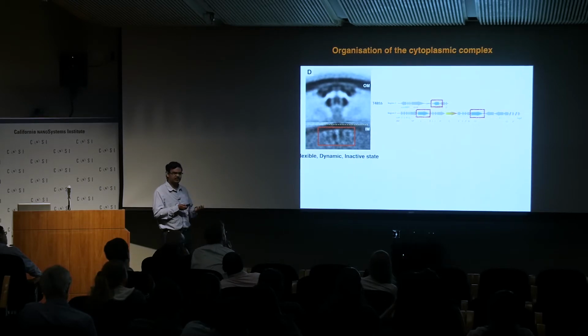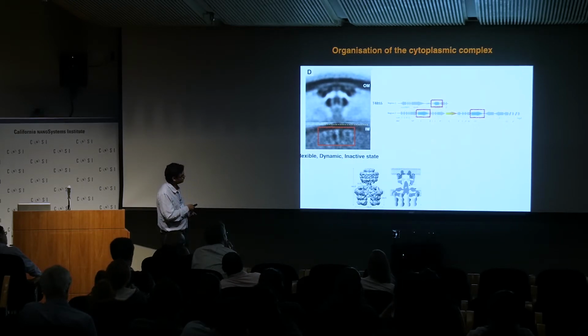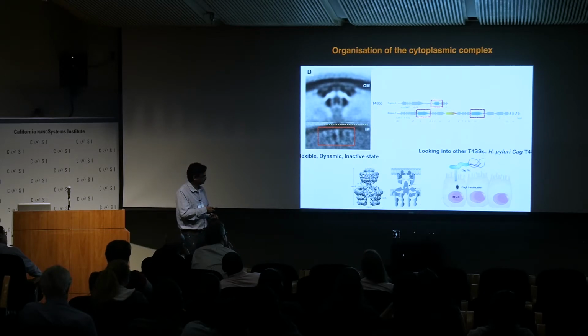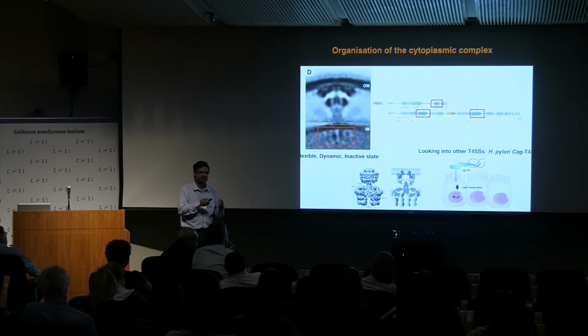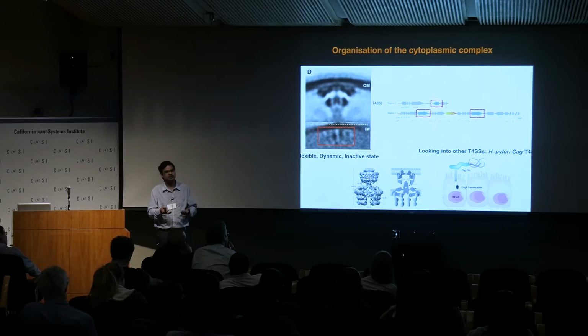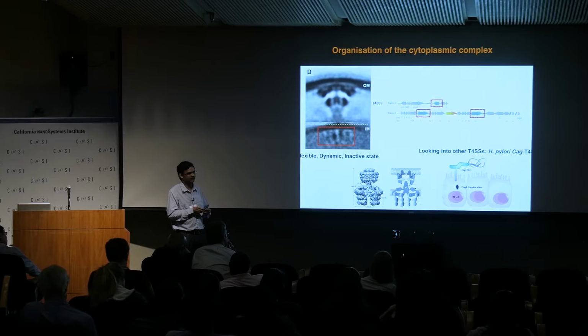So we tried many different types of bacteria, but what I'll show is what we learned from this particular bacteria, which is Helicobacter pylori. As I said, Helicobacter pylori also injects CagA protein into the eukaryotic cell using a type 4A secretion system. So we thought that if we can image this interface when the bacteria is engaging with the eukaryotic host cell, then maybe the complex will be in its active state, and then we'll be able to get more information about the cytoplasmic complex. And maybe the complex will also resolve at much higher resolution.